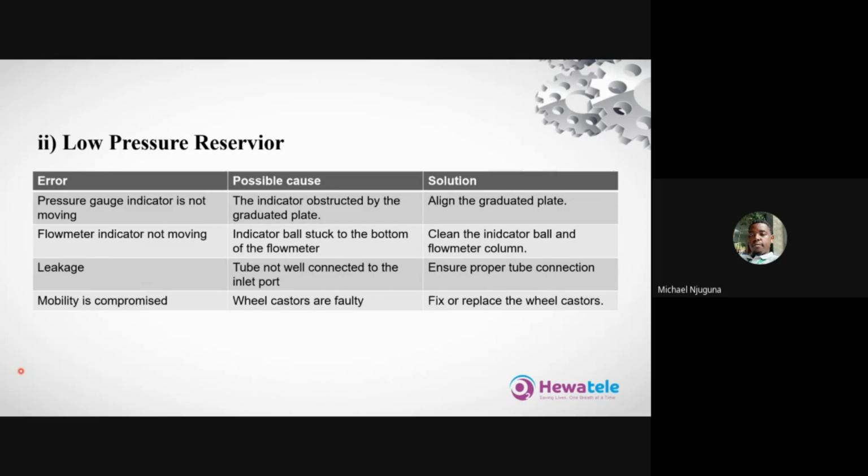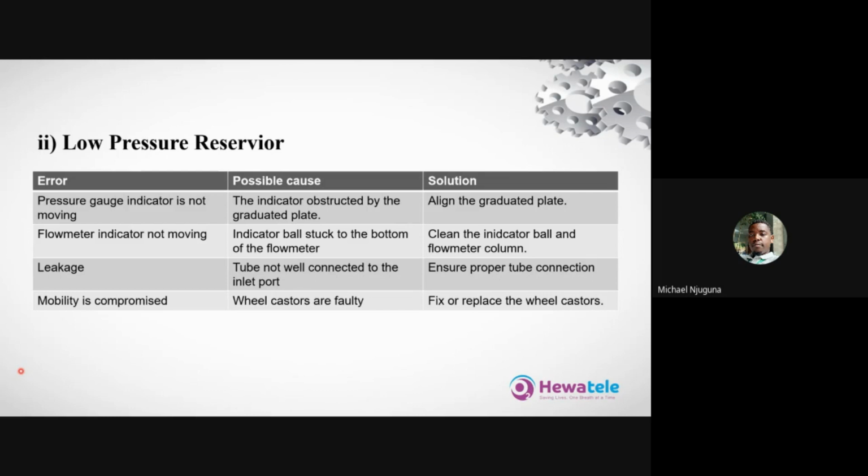Of course, the solution is to align the pressure graduating plate. In the event that you have done what is needful and still the indicator pointer is not moving in the pressure gauge, that is a faulty pressure gauge, and you need to replace it entirely.